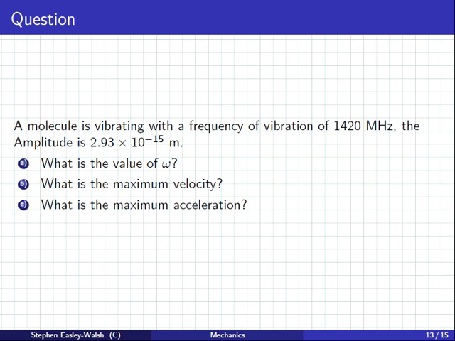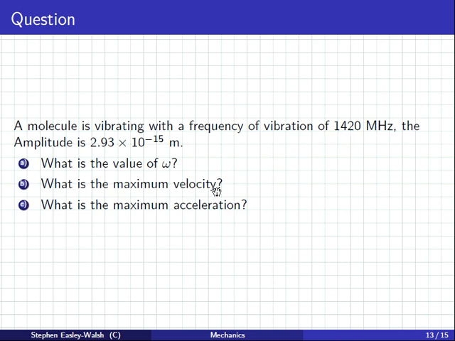2.614 times 10 to the power minus 11. Did you all get that? Meters per second. Don't you have to change the unit to hertz? Yeah. For which part? For the first one. Did you change this to hertz? Yeah, 1.4 times 10 to the power 9. Did you not do that?